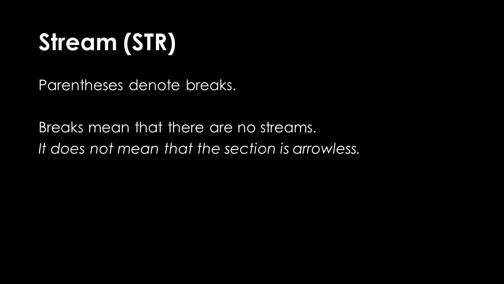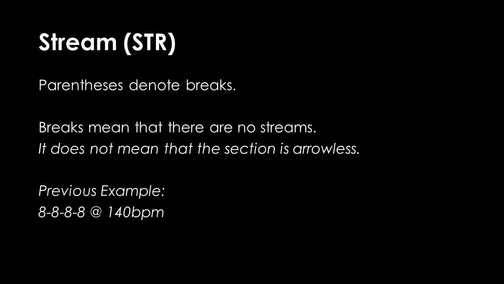If you see a number wrapped in parentheses, it marks the total number of measures of break between runs. This means that there is no stream for that many measures. It does not necessarily mean that the break has no arrows, although if the step artist was nice, maybe it does. So looking back at our previous example, this is the one with the 8 measure runs. Each of the dashes denotes a break. If we wanted to be more clear about how long each of those breaks are, what we could do is replace the dash with the number in parentheses. So what this new example is saying is that each break is 2 measures long.